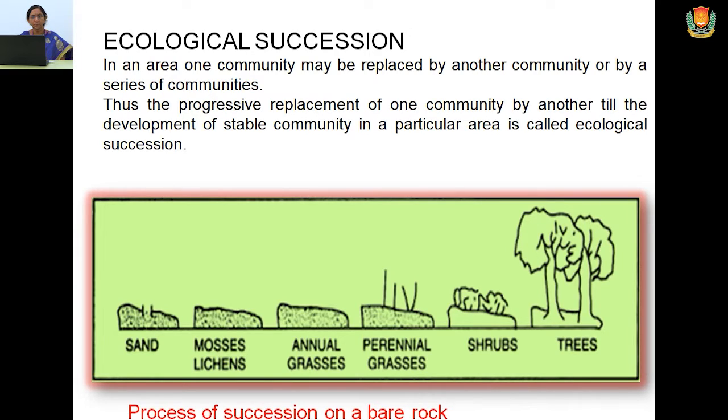Now there is another type of succession, also called secondary succession. It involves the establishment of biotic communities in an area where some type of biotic community is already present. So ecological succession consists of two types, primary succession and secondary succession. Primary succession is where biotic communities establish in a dry area, whereas secondary succession involves establishment of biotic communities where some type of biotic community is already present.